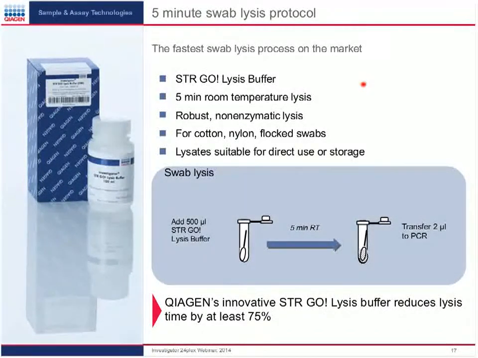So QIAGEN's innovative STR Go lysis buffer reduces lysis time by at least 75%, if you compare it, for example, to protocols that are routinely used or used by other suppliers.